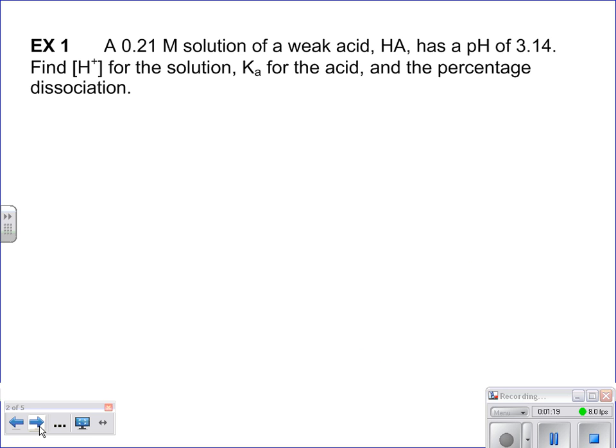Okay, first example. Sometimes some of the toughest parts of this is trying to figure out how to set up the equation, but it shouldn't be tough because you also know about Bronsted-Lowry acids and bases, and you know how to set up an equation for that. So in this first example, it gives us a concentration of a solution of a weak acid, and we're just calling it HA. That's obviously not a real formula for a compound, that's just a symbol for a weak acid, and we're told the pH of this weak acid. We want to find the hydrogen ion concentration for the solution as well as the Ka for the acid and the percent dissociation. So the first thing we need to do is set up an equation.